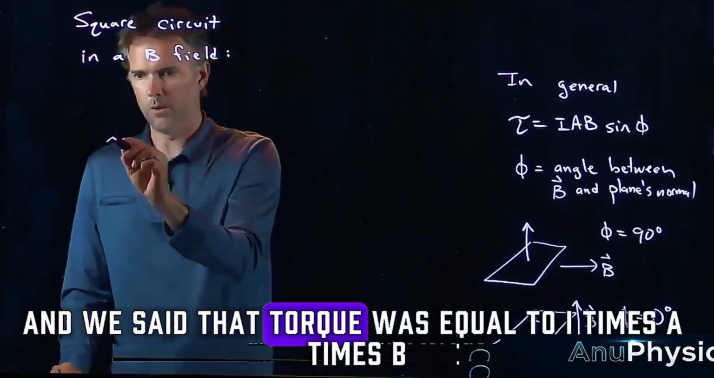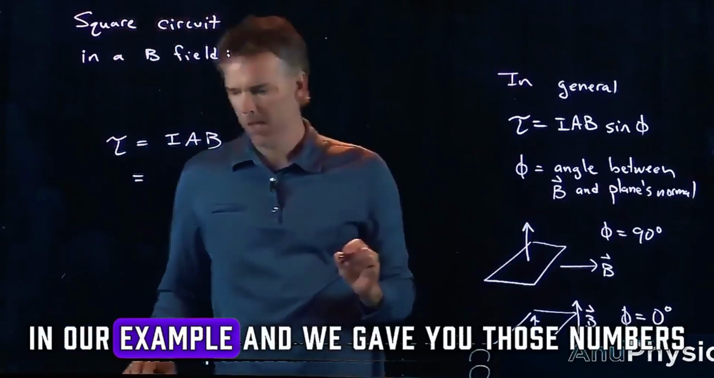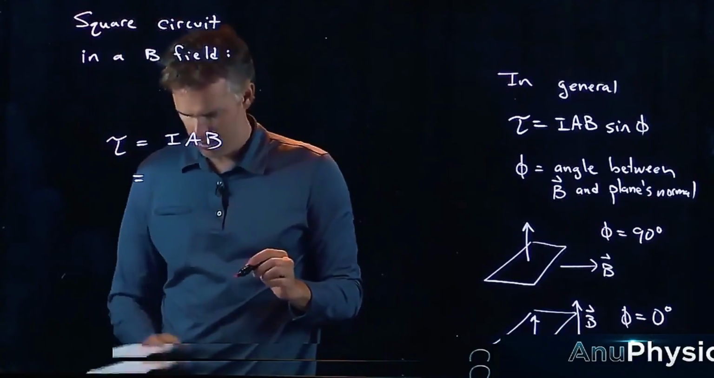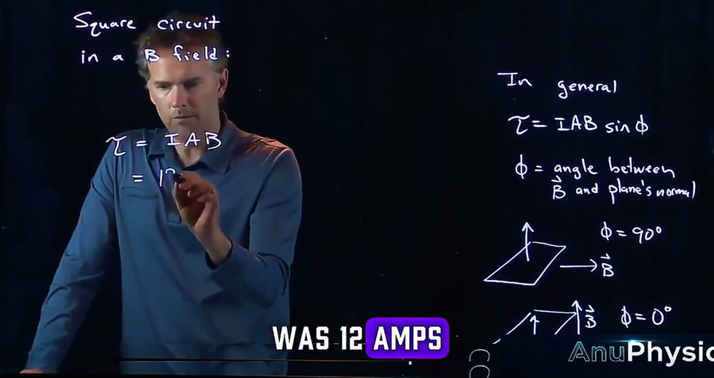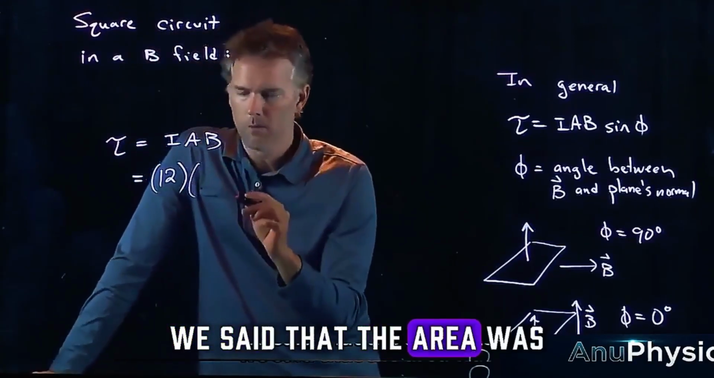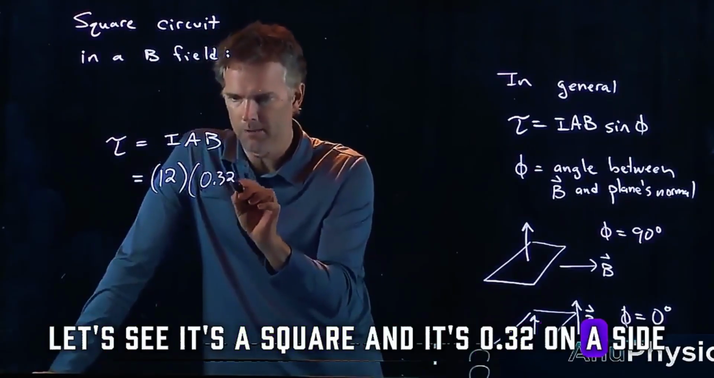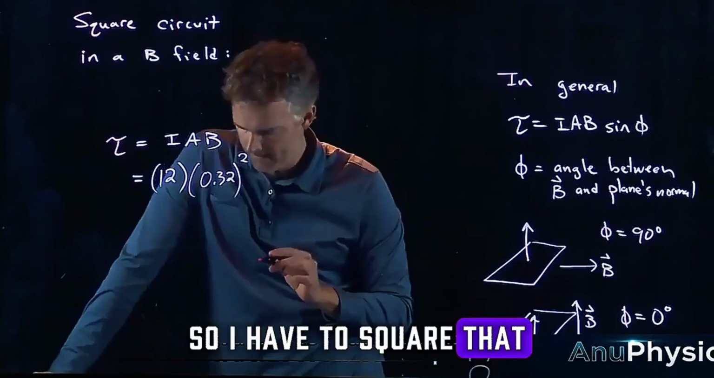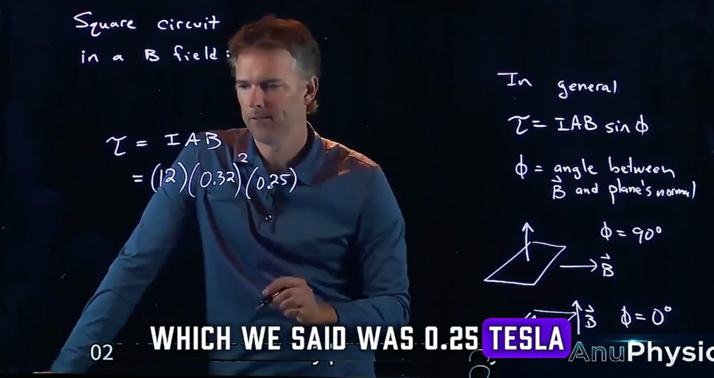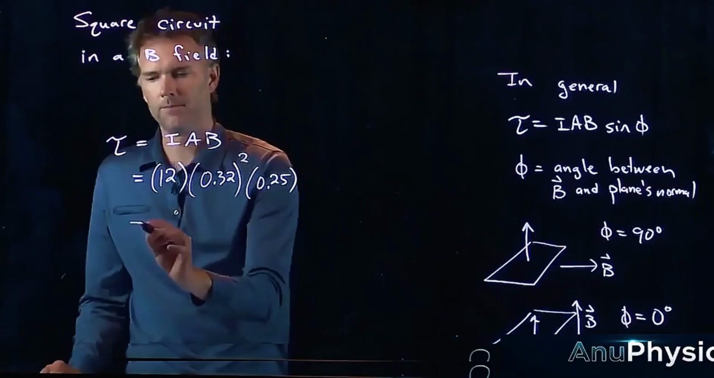And we said that torque was equal to I times A times B in our example. And we gave you those numbers. We said that the current was 12 amps. We said that the area was, let's see, it's a square and it's 0.32 on a side. So I have to square that. And then we're multiplying by B, which we said was 0.25 Tesla. So somebody punch that into your calculator and tell me what you get.